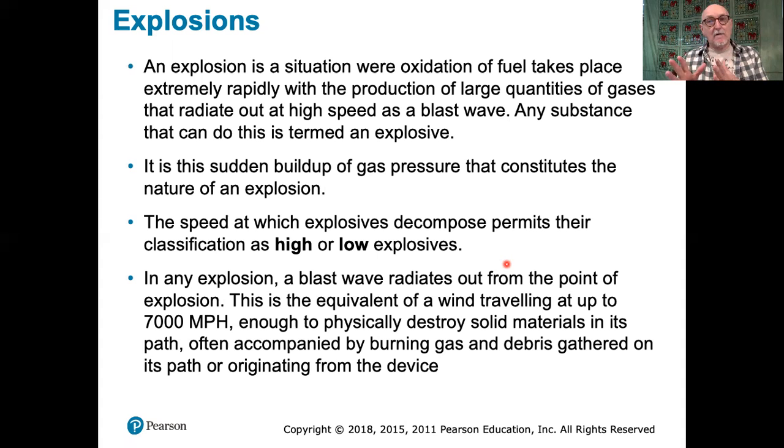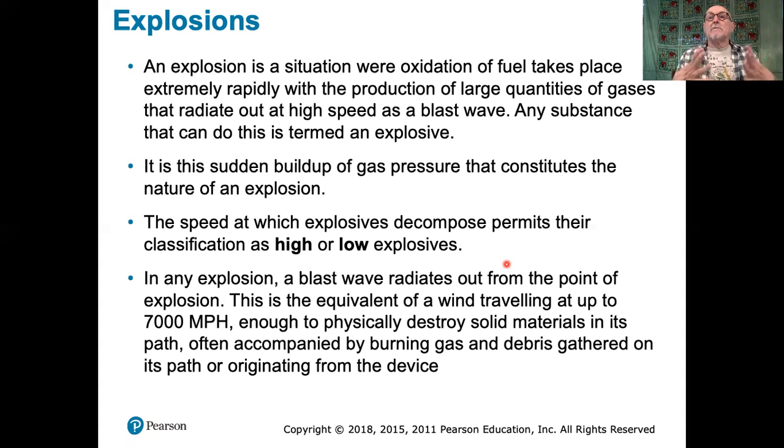Now, explosives themselves are divided into different groups, and we talk about high explosives and low explosives. And again, what distinguishes them is the speed of the explosion. Whatever they are, whether they're high or low, we'll see the differences in a minute. The blast that emanates from the explosive travels incredibly fast, and you can picture it as a wind, really, although it's actually a pressure wave. But it travels up to 7,000 miles per hour. That is fast enough that the blast wave on its own can cause damage to property and definitely can cause damage to living things, which are relatively fragile.